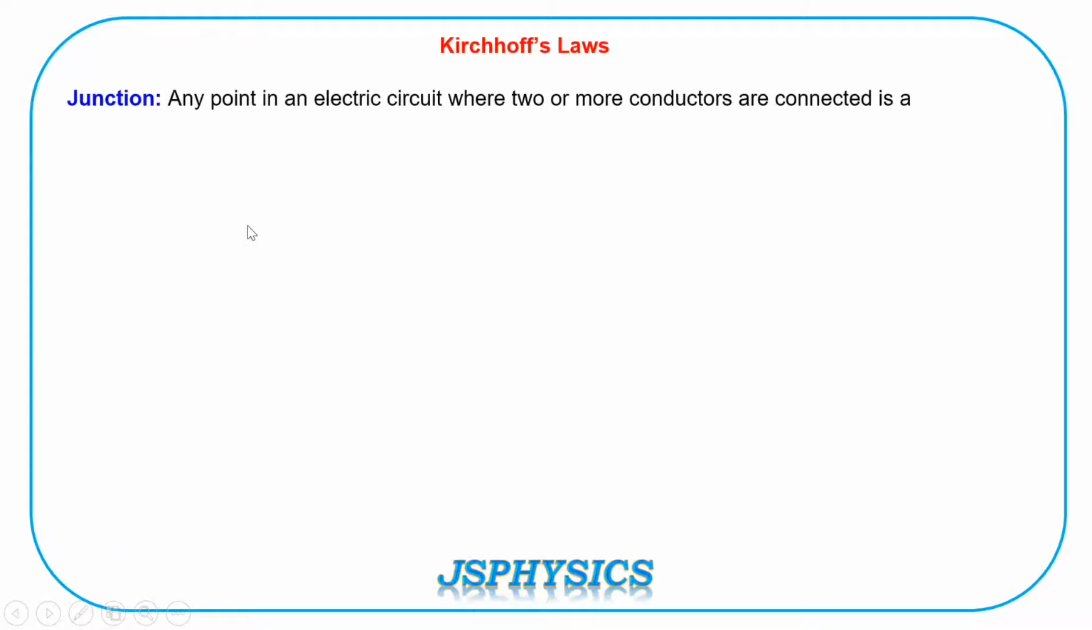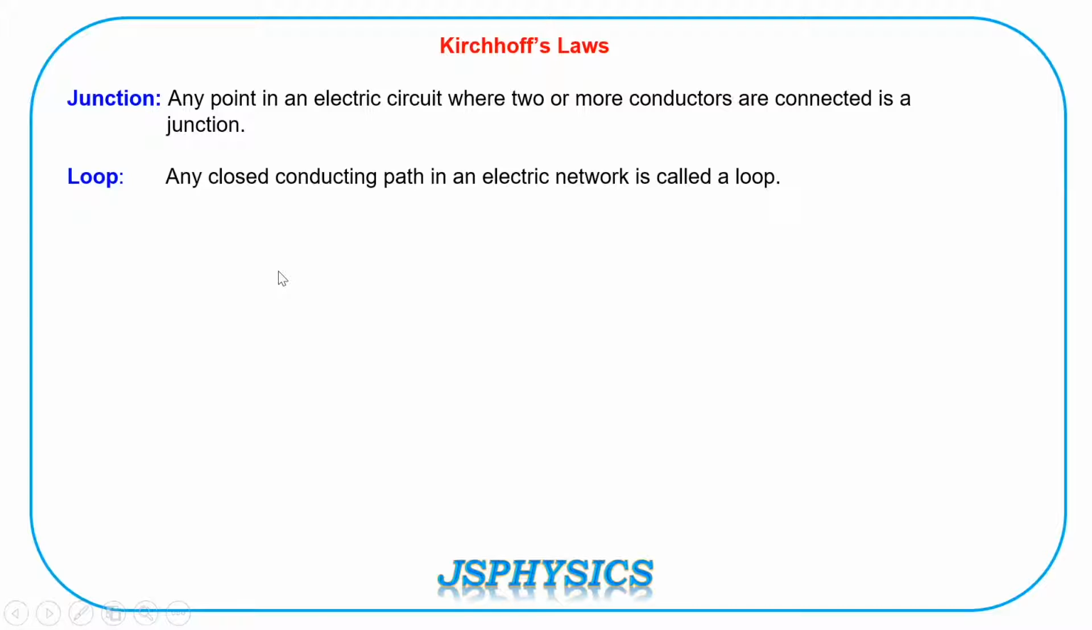Basically, there are two Kirchhoff's laws, and we'll see these laws one by one. But before we go to Kirchhoff's laws, we will have to look at certain terms which are useful to describe them. One term is junction. What is a junction? Any point in the electrical network where two or more conductors are meeting is said to be an electrical junction in a particular circuit.